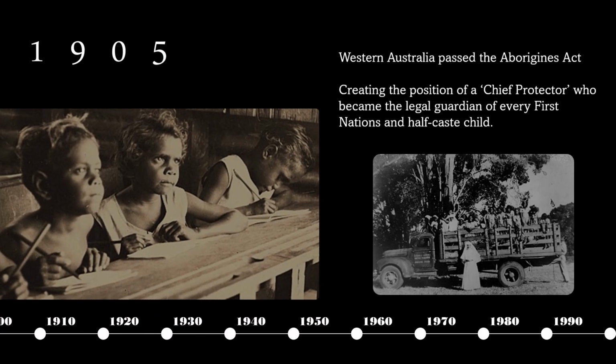In 1905, Western Australia passed the Aborigines Act, which created the position of a Chief Protector, who became the legal guardian of every First Nations and half-caste child under the age of 16, causing distressing scenes of children being separated from their families, who would later be known as the Stolen Generation.